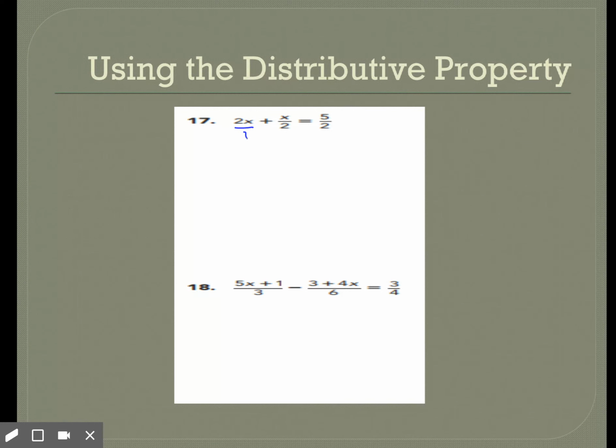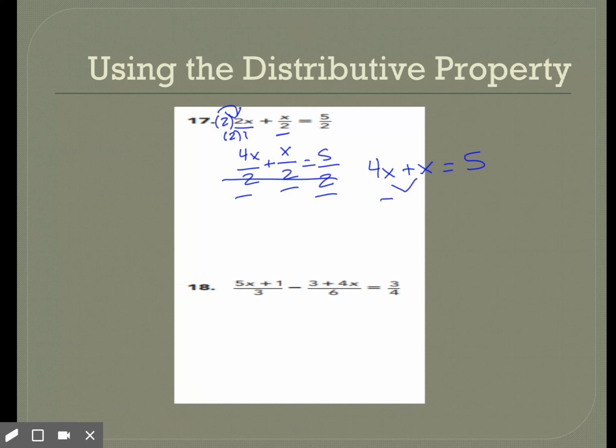So I'm going to have to multiply both my bottom and my top by 2, because the common denominator here is obviously 2. So 2 times 2x is 4x over 2. And then we have x plus x over 2 equals 5 over 2. Here's a little trick, and you don't have to do it this way. But if you get a problem like this where all of the denominators wind up being the same, they all can just cancel out. So really this problem is just 4x plus x equals 5.